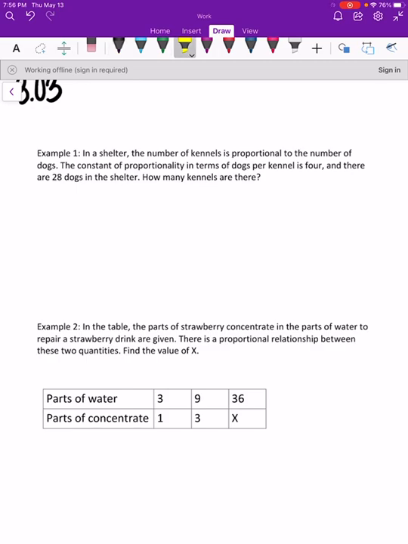So remember, we have dogs per kennel, and the word per means to divide. And I know that there are 28 dogs, so let me write it this way. Dogs per kennel means we're going to do dogs divided by kennels. And that equals our constant of proportionality. I'm just going to call that our COP.